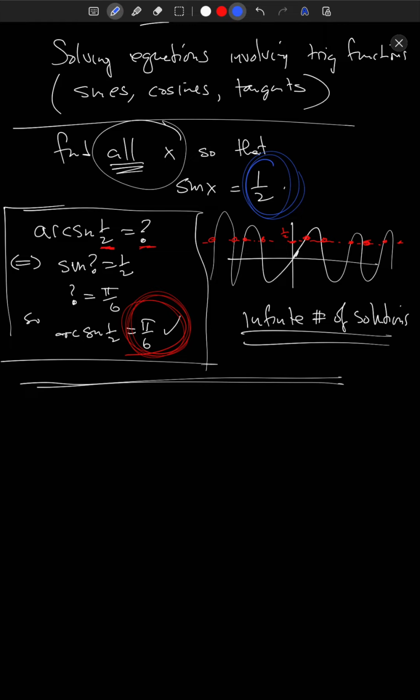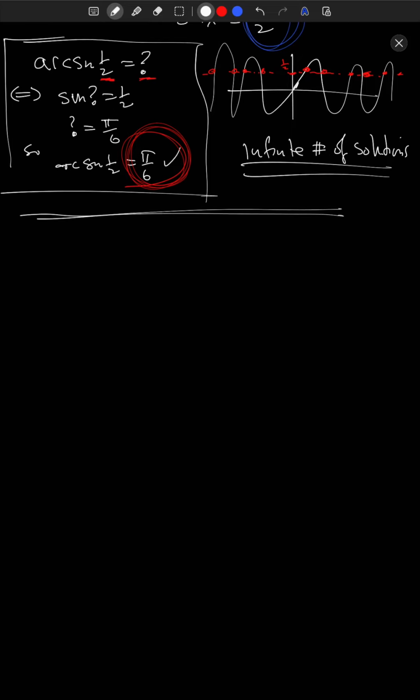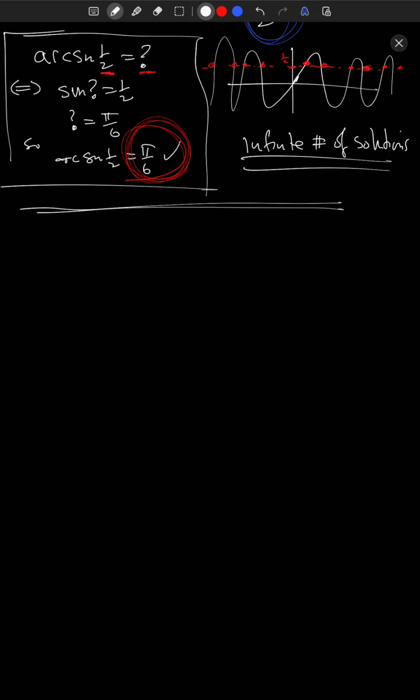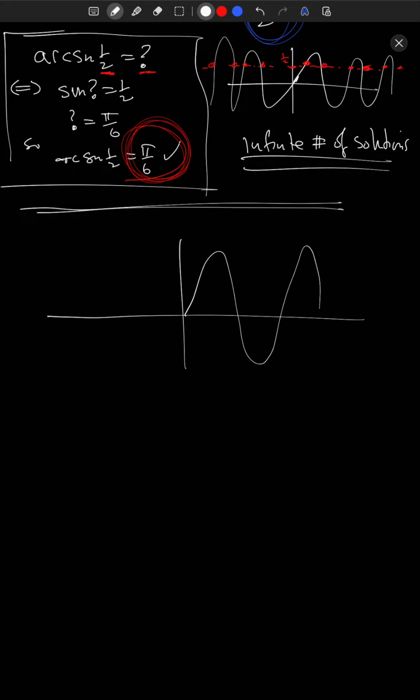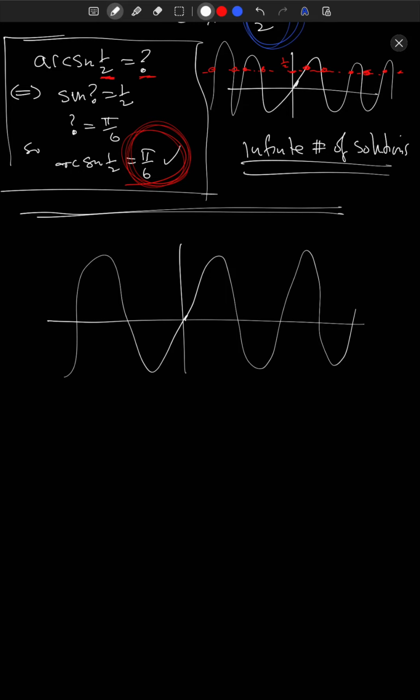Reasoning out what all the answers are going to be through the graph. This is why I so heavily emphasized knowing the graphs of our trig functions from the beginning. So let's look at the graph of sine. The graph of sine looks like this. Let me mark a few important points. 0 to 2 pi. This one here is pi.